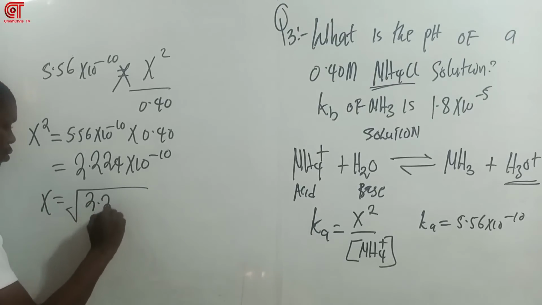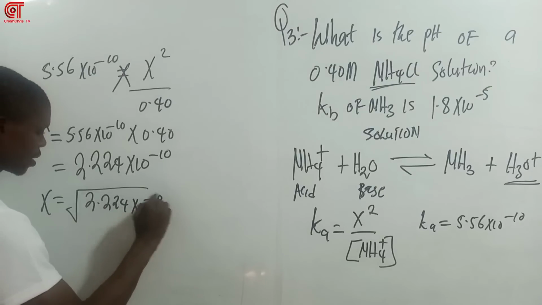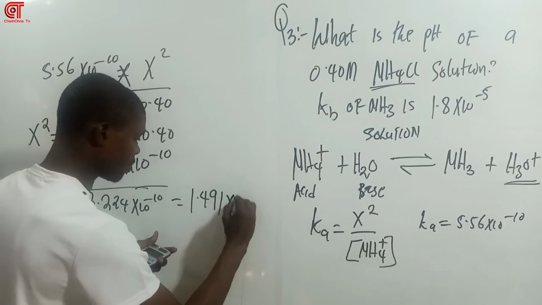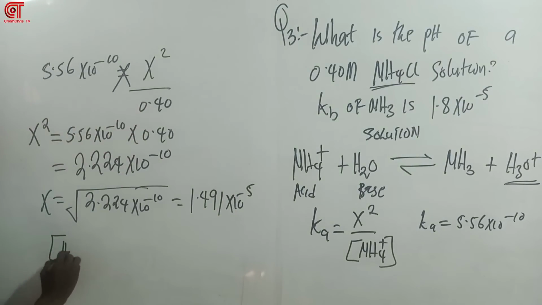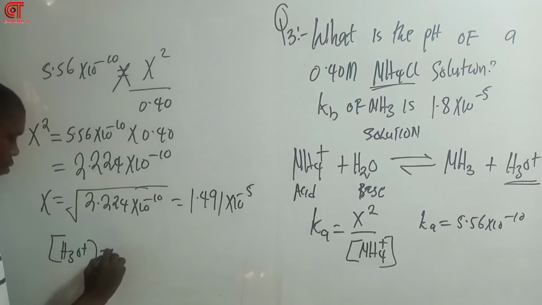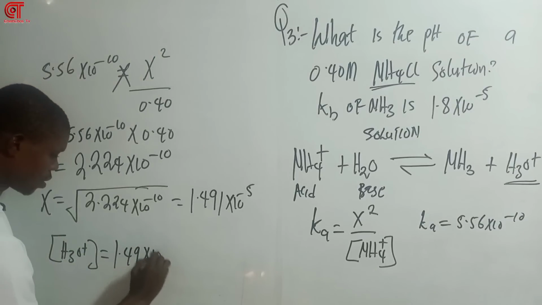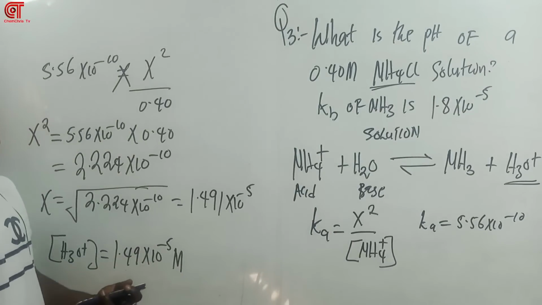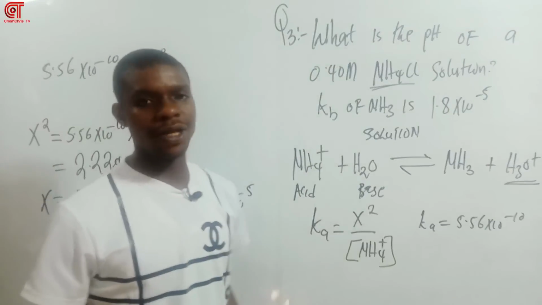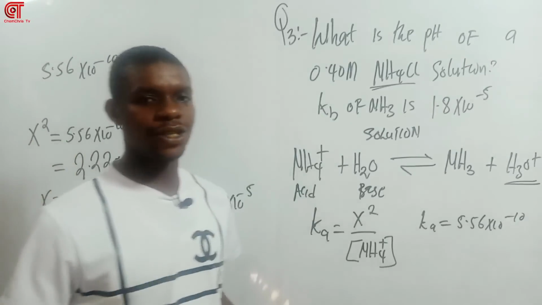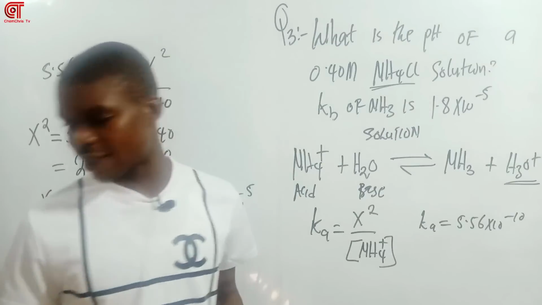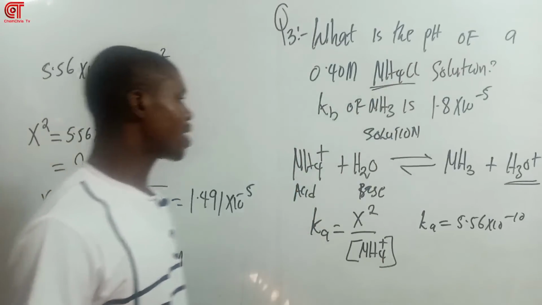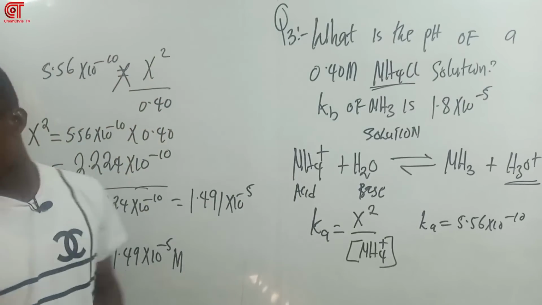So take the square root of 2.224 exponential minus 10, which is 1.491 exponential minus 5 molarity. This is not the pH value yet. So how do you calculate our pH? Remember, the stage will calculate pH. Another question they will ask you here is the percentage ionization. You get, so you use that one. It's very easy. After the stage to calculate pH, they can also ask you the percentage ionization. We're going to solve that.